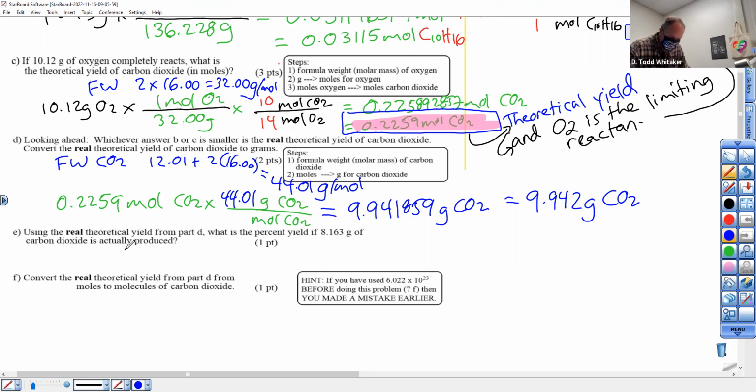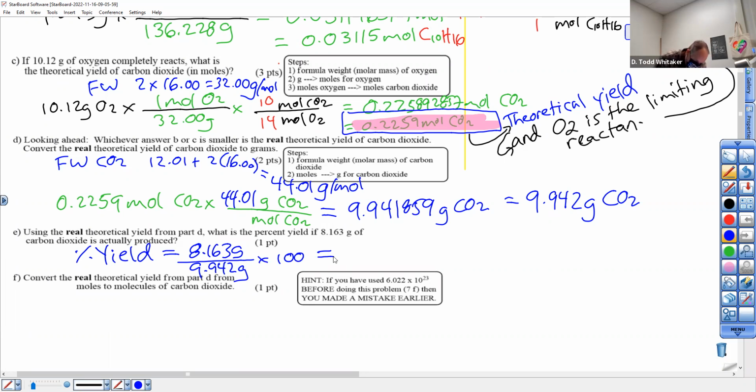And then 8.163 grams is actually produced. Oh, this is the easy part, right? Percent yield, you take your actual, which was 8.163. It even says actual over what you could have got, theoretical, times 100, and it's pretty good. It's not an A though. Looks like a high B.